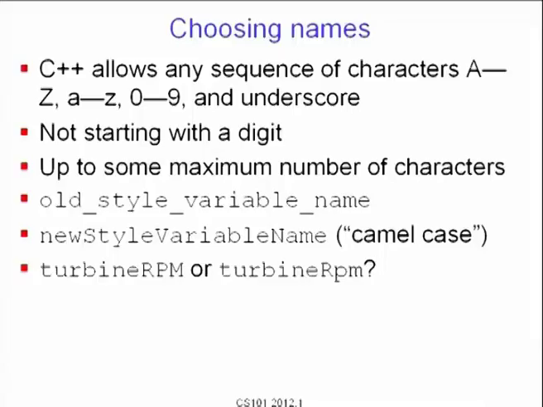There's also this issue of how do you choose variable names, and it's important to build good programming practice right from the beginning. So C++ allows any sequence of characters, all the capital letters, all the lowercase letters and digits and the underscore character in variable names. You cannot start with a digit because then the compiler will get confused about whether you're trying to communicate a number, but otherwise there's no rule on how they're interleaved in the variable name.